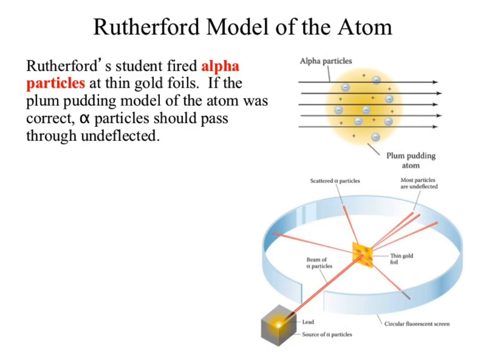So what he was able to do, thanks to some other people's research we'll talk about in a second, was take a beam of alpha particles, and because I don't want to write it all out, I'm just going to say alpha. Alpha particles are positively charged things with a significant mass.